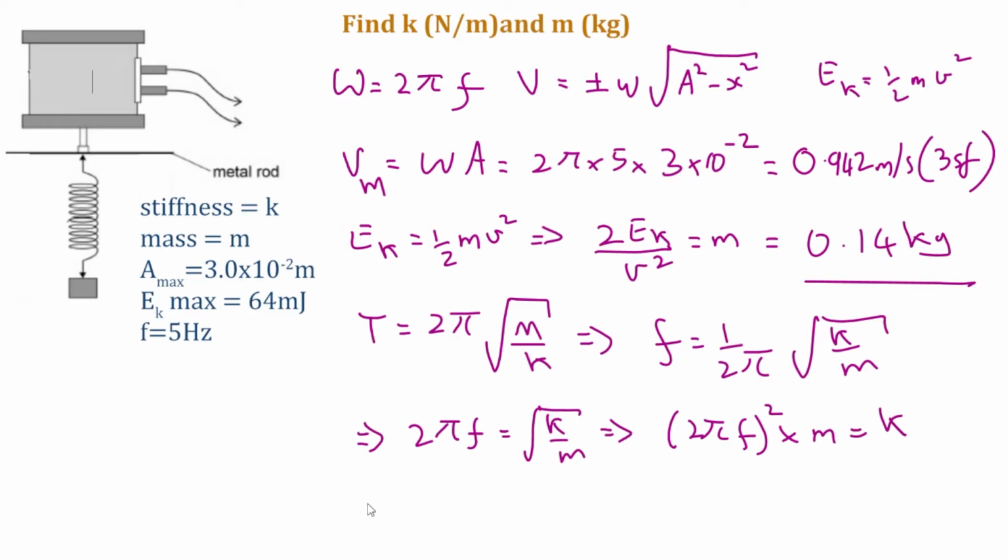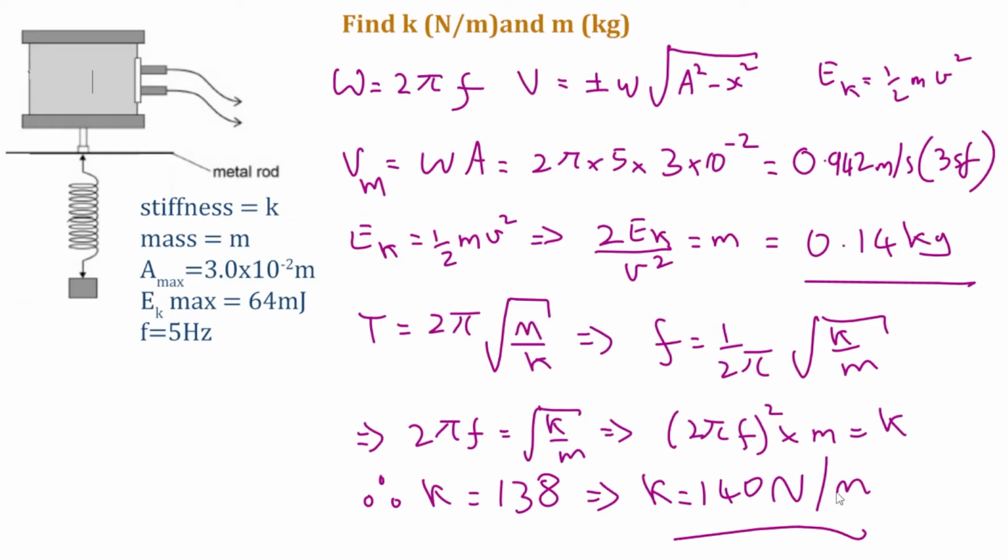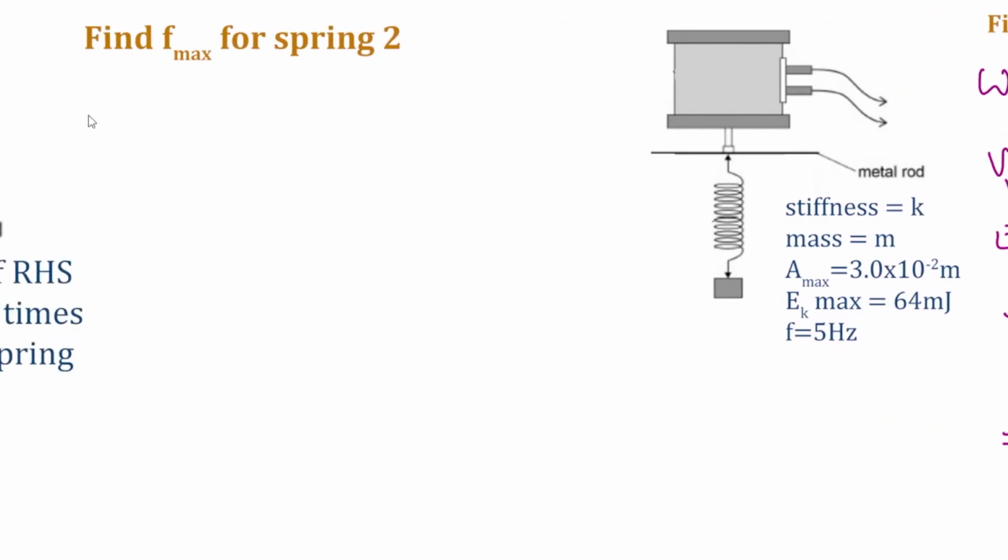And again, time to plug in the values. That gives us a value of k equals 138 newtons per meter. Well, we should round that to 2 significant figures really, so 140 newtons per meter.